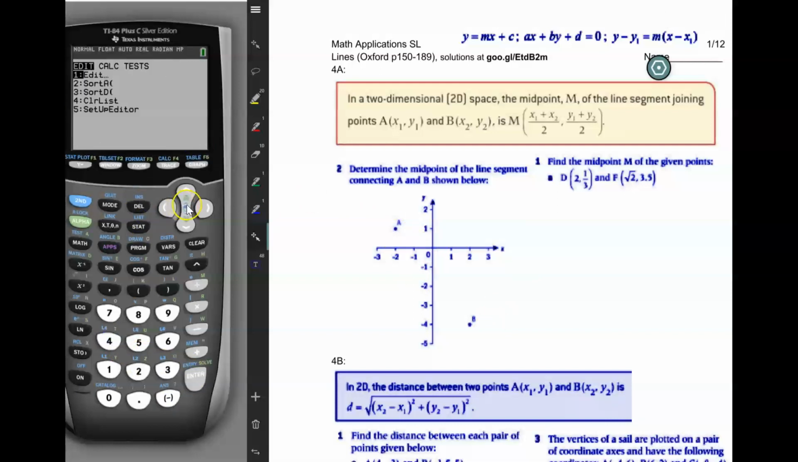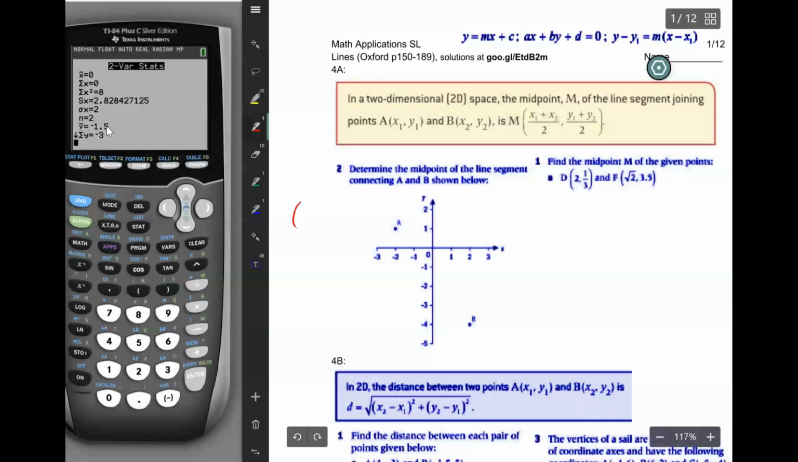Then you do stat calc 2varstats in order to find the midpoint. L1, L2, that's fine, and then we go down to calculate. And x bar is 0 and y bar is -1.5. So our midpoint happens to be 0, -1.5. And if we wanted to graph that point, we would put it at 0, -1.5.